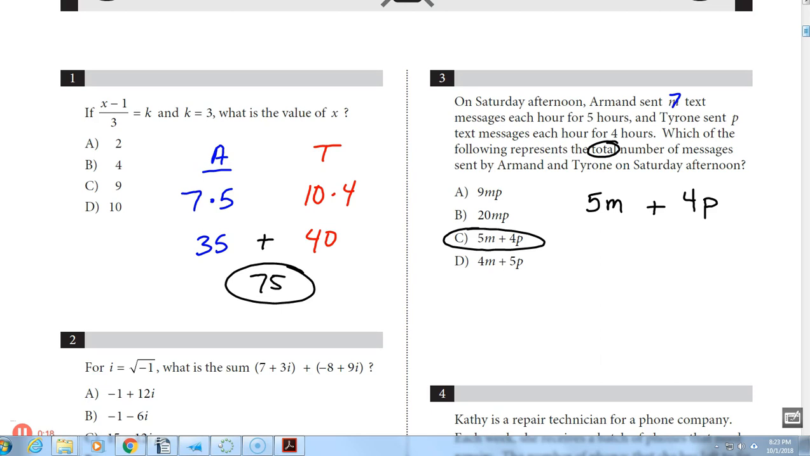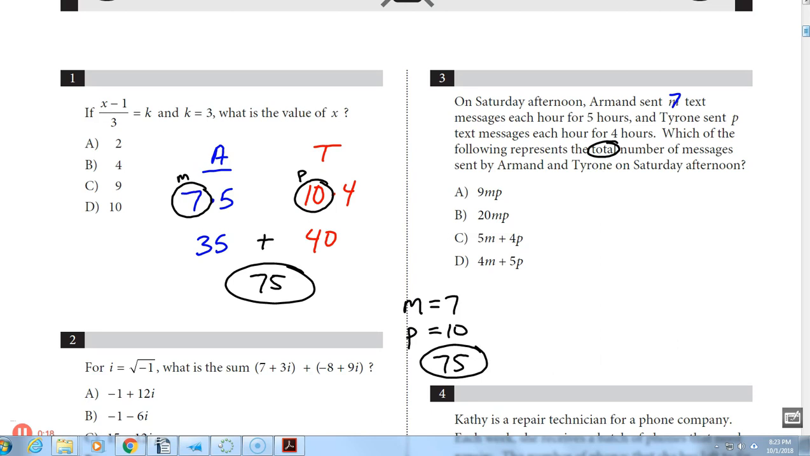Now, you chose your own numbers. You chose 7 for Armand, and you chose 10 for Tyrone. And Armand was M, and Tyrone was P. So what you could do is go over to these equations, plug in the number you chose for M and the number you chose for P, and try to get an answer of 75. Now this would take a little bit longer, but it would definitely work, and ultimately you want to get problems right.